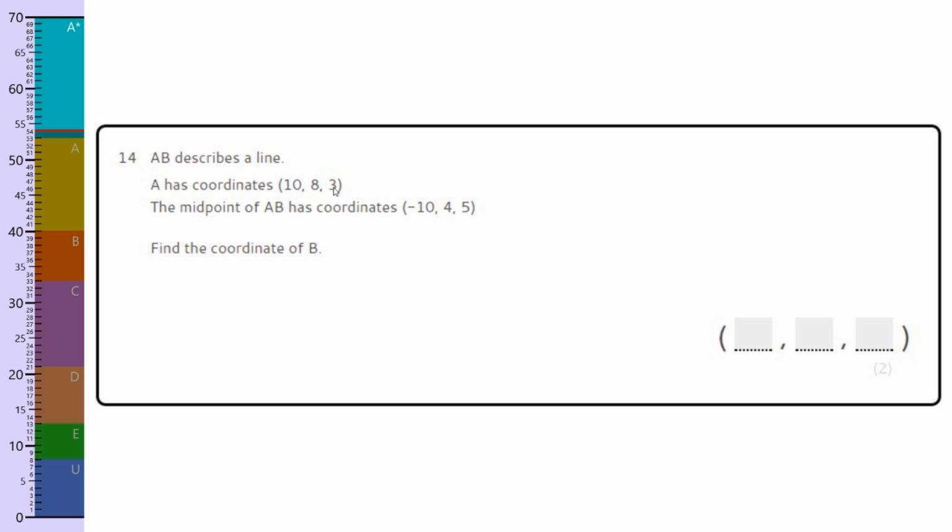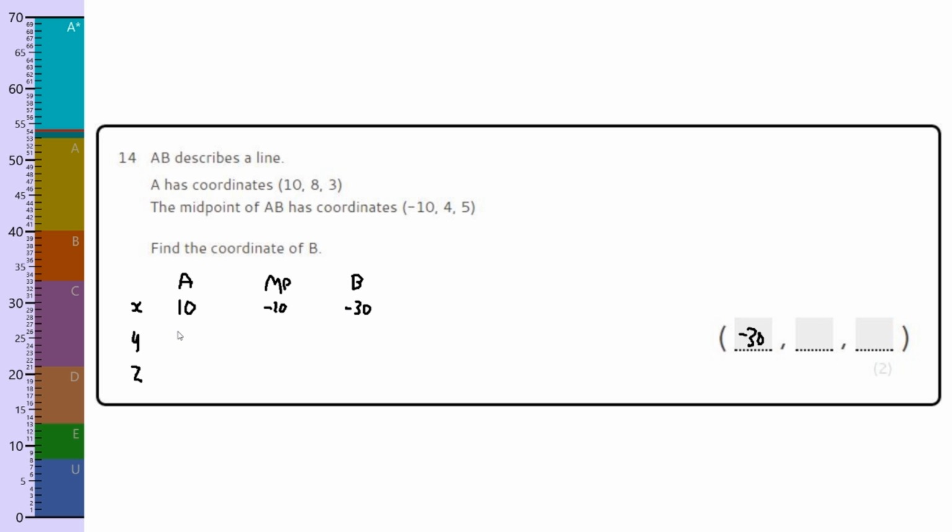Now it says that we have a point A, and we've got a midpoint. So if I show we've got A, then we've got the midpoint, and then we've got B. And if I just jot the x, y, and z ones down. Looking at the x's, at A it's 10, at the midpoint it's minus 10, so we've reached half our journey and we've gone 20. So we're going to go another 20 to get to B. Okay, and we're obviously going left, so that's going to be minus 30.